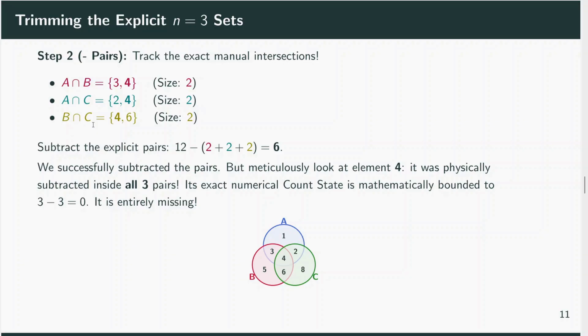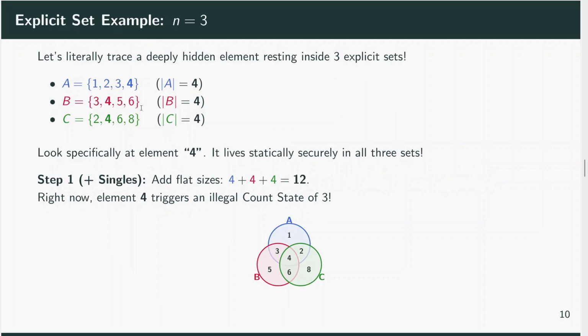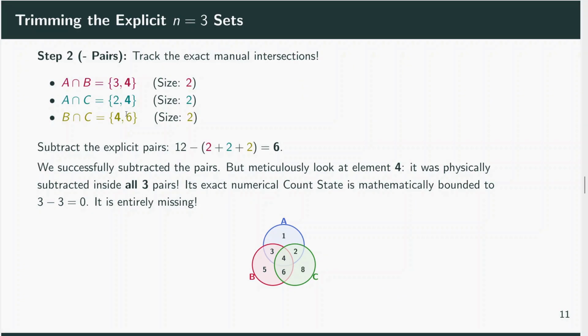Finally, the intersection of B and C. B contains 3, 4, 5, 6. C contains 2, 4, 6, 8. Which elements appear in both? 4 and 6. So the intersection of B and C is the set containing 4 and 6. Its size is again 2.